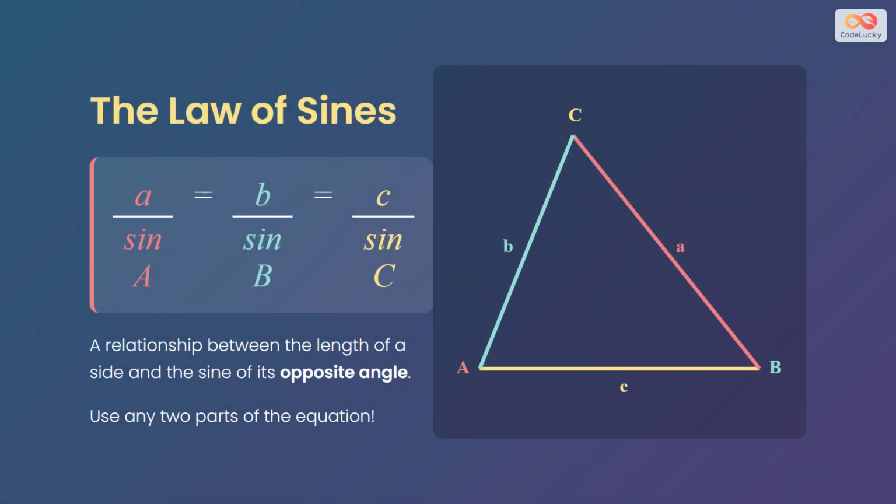First, let's look at the law of sines formula. It is a simple proportion relating the sides of a triangle to the sines of their opposite angles. Side a divided by sine of angle A equals side b divided by sine of angle B, which equals side c divided by sine of angle C. To use this, you only need to pick two parts of the equation.